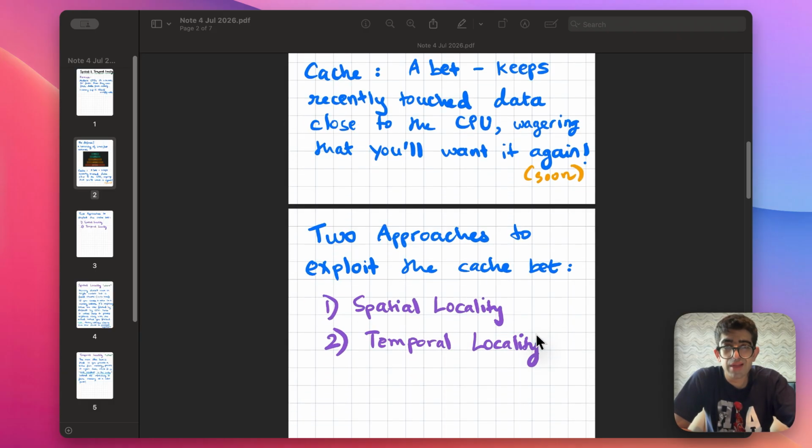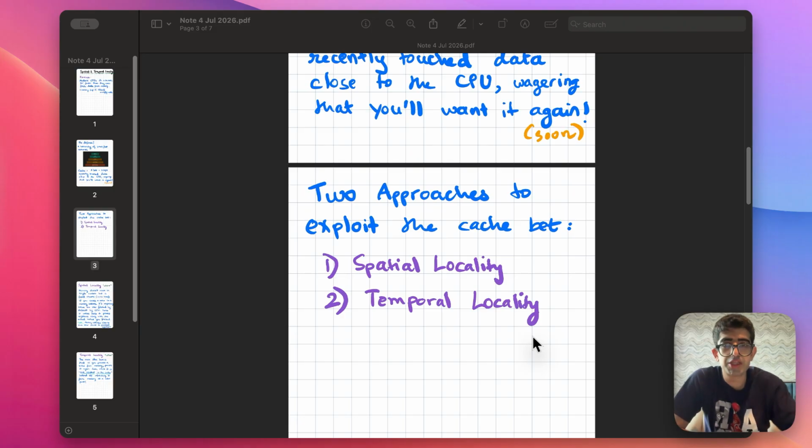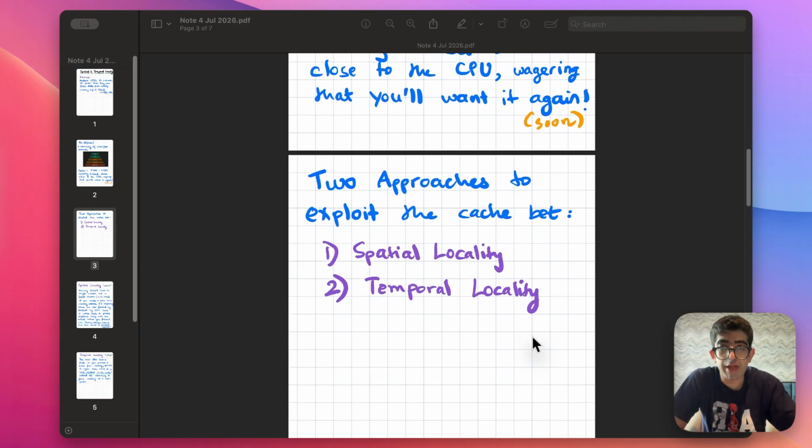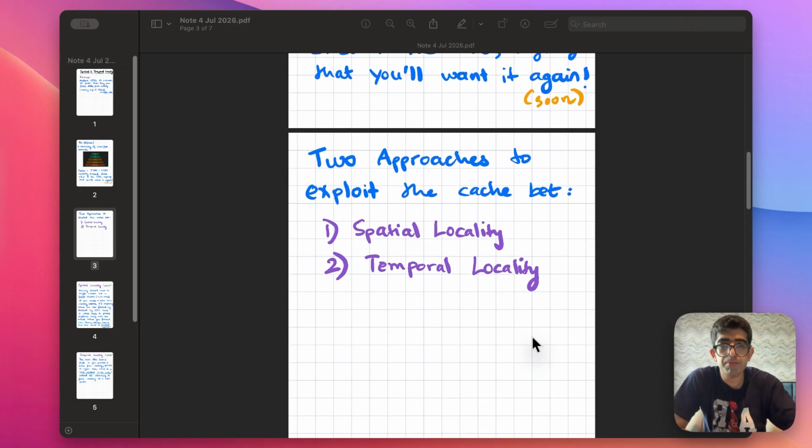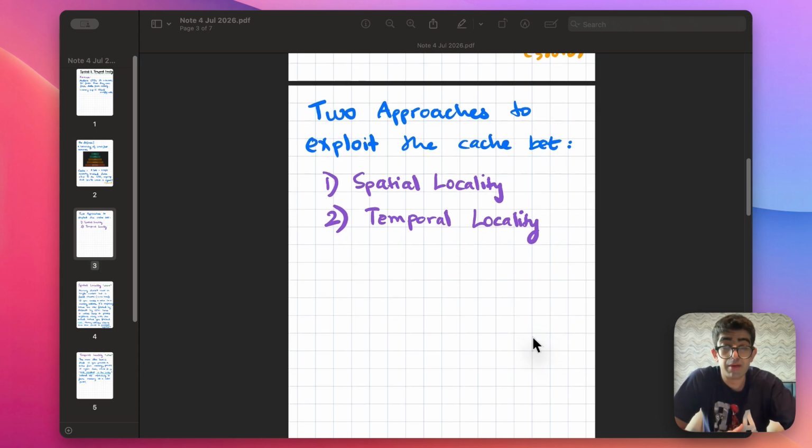Now, there are essentially two approaches to exploit the cache bet. The first is spatial locality, and the second is temporal locality. Both of these techniques manipulate different axes, or levers, and that's what we're going to be diving deeper into.